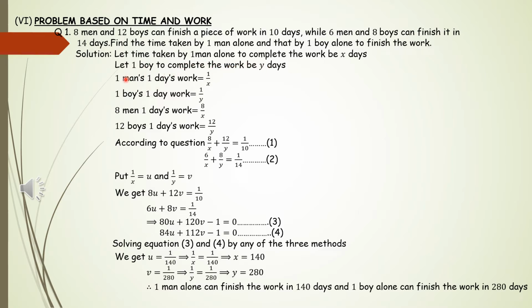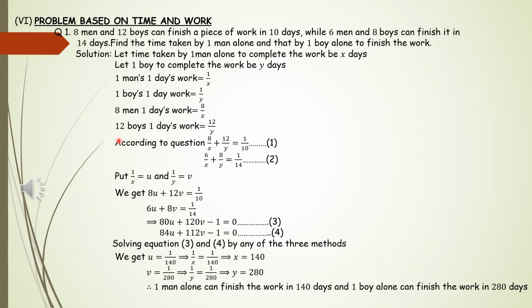So what will be one man's 1 day's work? 1 day's work will be 1 by x and one boy's 1 day's work will be 1 by y. Then if 8 men are doing 1 day's work, it means 8 into 1 by x, that is 8 by x. Then 12 boys are doing 1 day's work, then it becomes 12 into 1 by y. That becomes 12 by y.